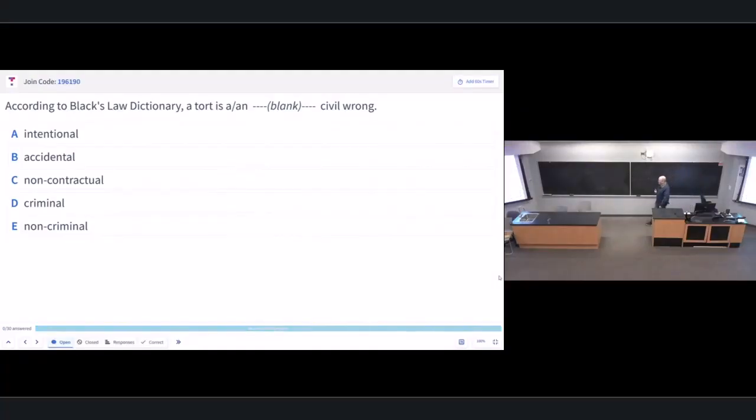Let's see. This should be an easy question if you're awake. According to Black's Law Dictionary, a tort is a or an blank civil wrong. This is your chance to get some early tort question points on the board here. And thankfully, they're coming in fast.